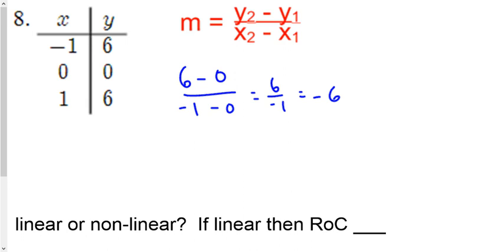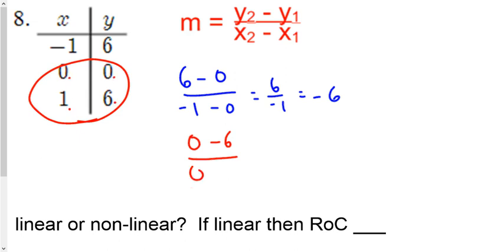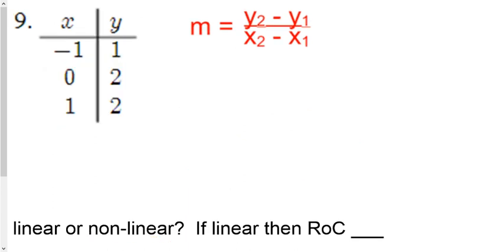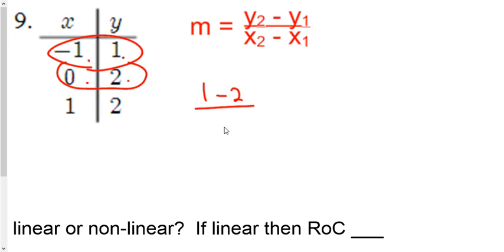Grab that third point with the middle point where we use 0, 0 again. Right? And then 0 minus 1. Ooh, positive 6. So you see how they're different again? Nonlinear. Oops. Keep forgetting on that one for some reason. 1 minus 2. Right? And then negative 1 minus 0.